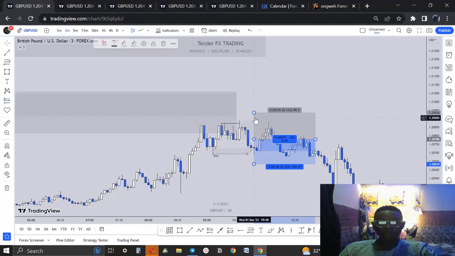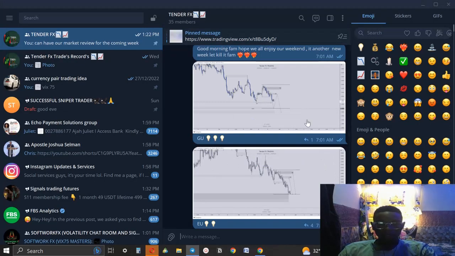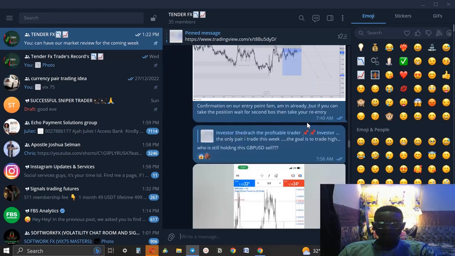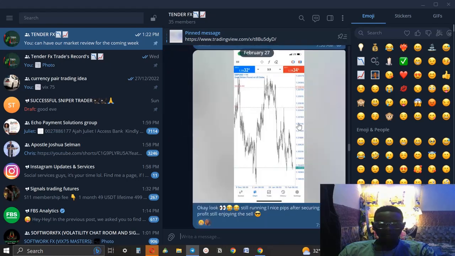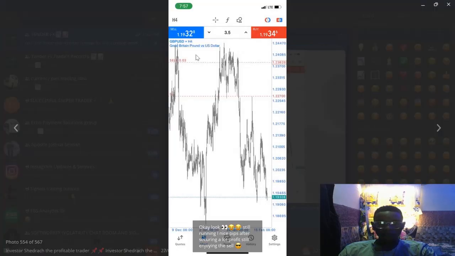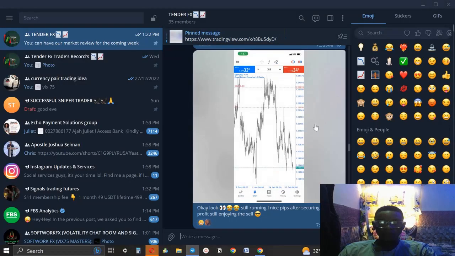I think my stop loss was either 5 or 6 pips there about, 11 pips. Okay, that was the second entry. I got 5 pips. So we have my stop loss above here. Let me show you guys the idea, the entry. I dropped it to my team. This was the trade. You can see how we killed it.